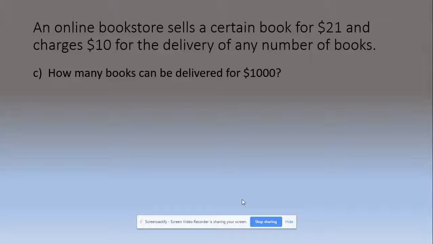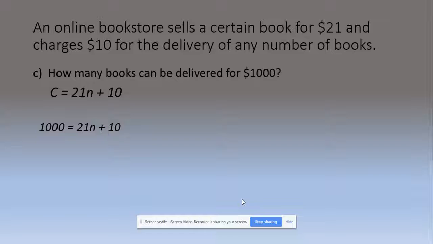How many books can be delivered for $1,000? So now we've just got to redo our equation. The cost is equal to 21 times however many books you get plus 10. So put the 1,000 in the cost section. We've got 1,000 equals 21N plus 10. Now, you know the normal story. We want to try and work out what N is.